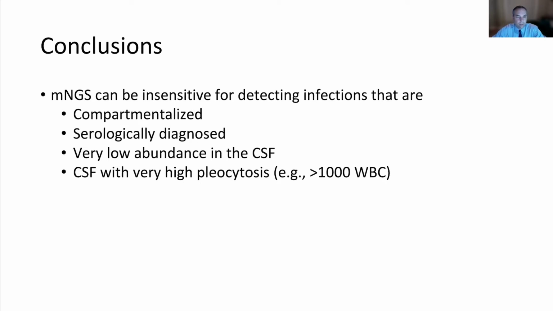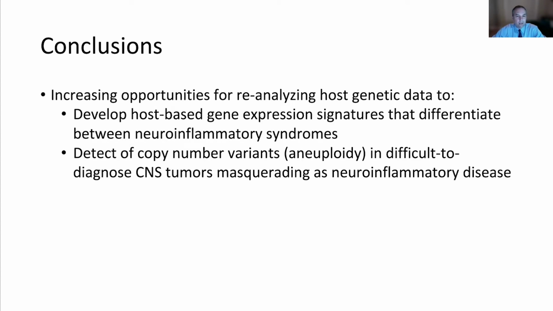If the infection is compartmentalized, if it's a virus that is present only for short periods of time, if it's very low abundance in the CSF, or if there's high human background because of a very high cell count in the CSF, these are all reasons why metagenomic sequencing may be insensitive. I didn't talk about this today, but there's work done by us and others suggesting that the host transcriptomic data coming out of the metagenomic assay can be useful for classifying patients with viral versus autoimmune causes of encephalitis, for instance, and that work is ongoing.